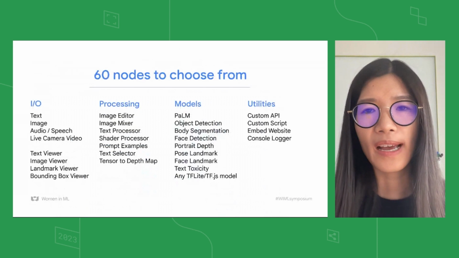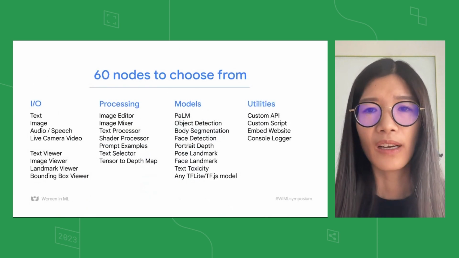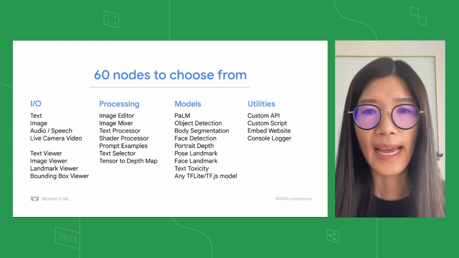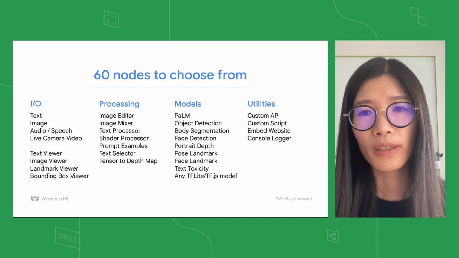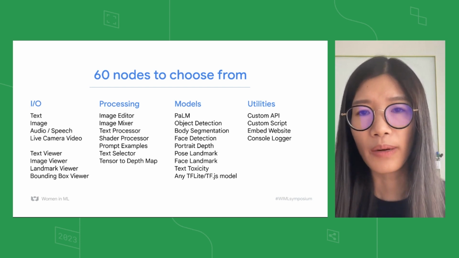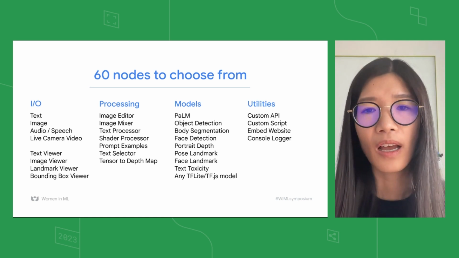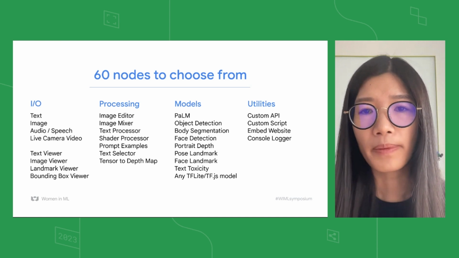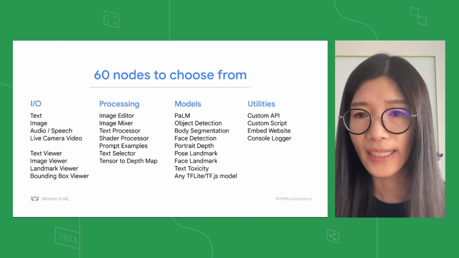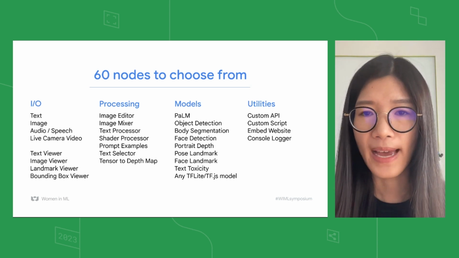So far, we have built a node library with 60 nodes to choose from. For inputs, you can use text input box, image from camera, from your computer or from the web, audio from your speaker, and you can even stream camera and audio to have some real-time effects. For processing logic, you can use text processor and prompt examples for prompt engineering, and you can use shader processor and image editor for effects.